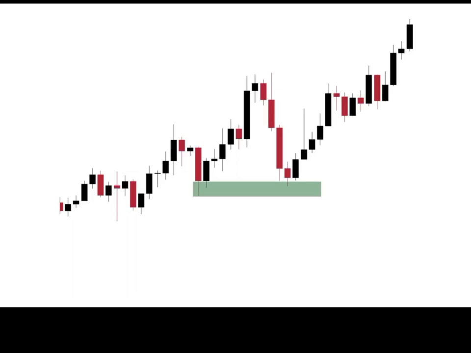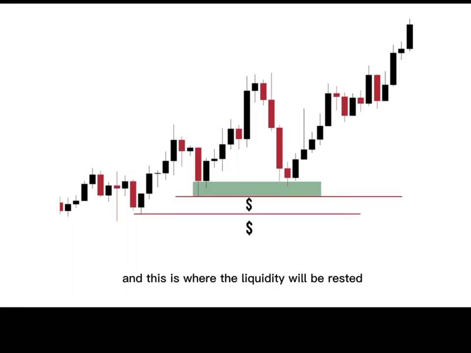And our main objective here is to find out where these retail traders' stop losses rest. So in this example, you can see price being purchased at this demand level, and we're not focused on the entry or why price was purchased there. We're looking at, if some retail traders took advantage of this trade, where would their stop losses rest? Their stop losses would rest at the near swings. And this is where the liquidity will be rested. So let's get into this.